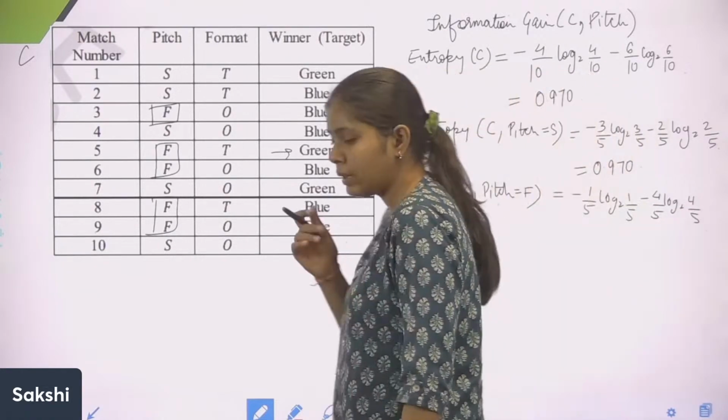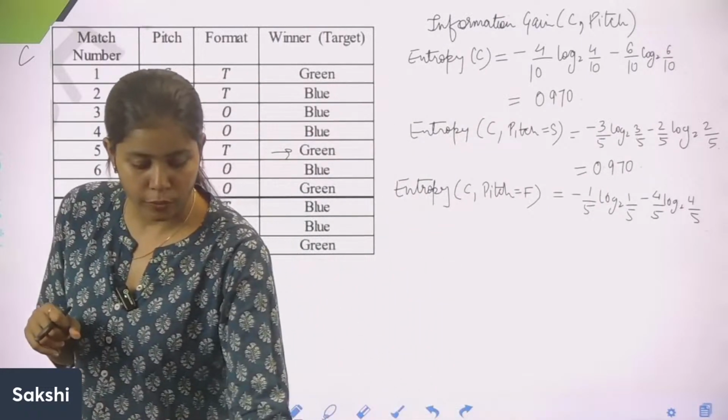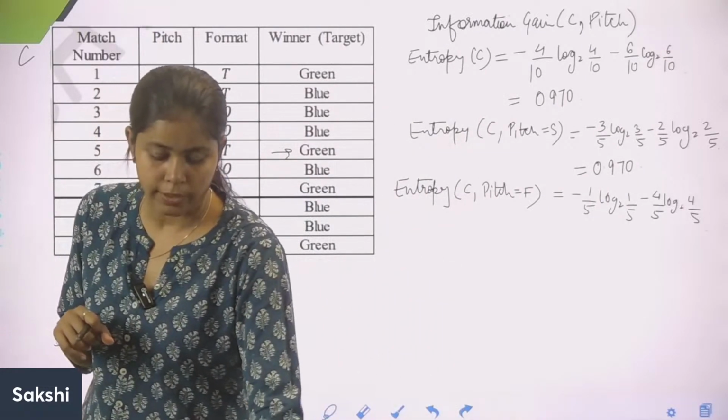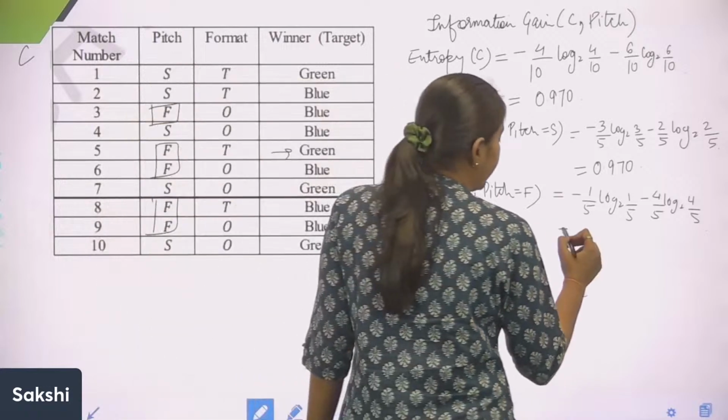Because I have one green, then I have four blue, right? So what would be the entropy here? 0.721. 0.721 would be the entropy.